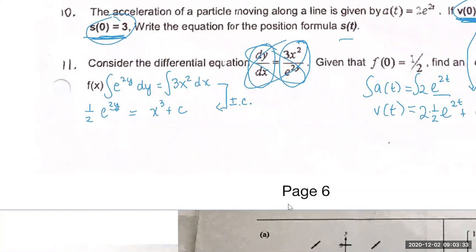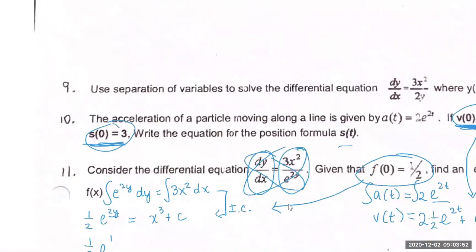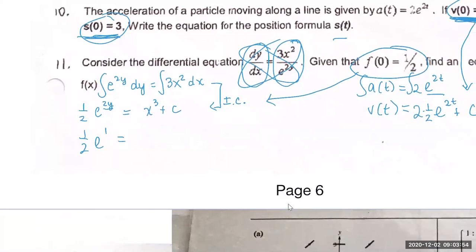So what I would recommend is, at this point, take your initial condition and plug it in so that you can solve for C and find the particular solution. If I plug in 0 for x and 1/2 for y, I get 1/2 e to the 1 power equals 0 cubed plus C, which is just C. So C is equal to 1/2 e. Now I take the formula I have above and rewrite it: 1/2 e to the 2y equals x cubed plus 1/2 e.